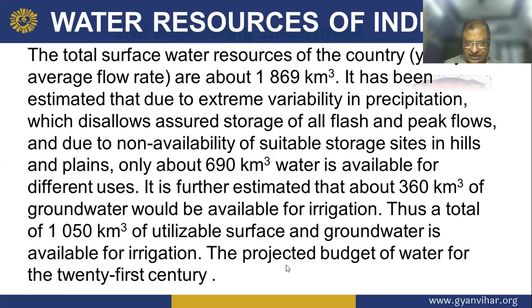And it is further estimated that about 360 cubic kilometers of the groundwater would be available for irrigation. That's a total of 1050 cubic kilometers of the utilizable surface and groundwater available for irrigation.